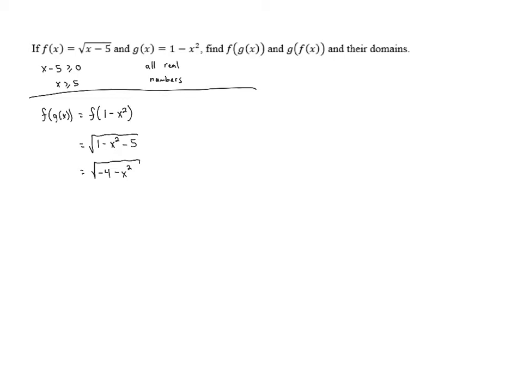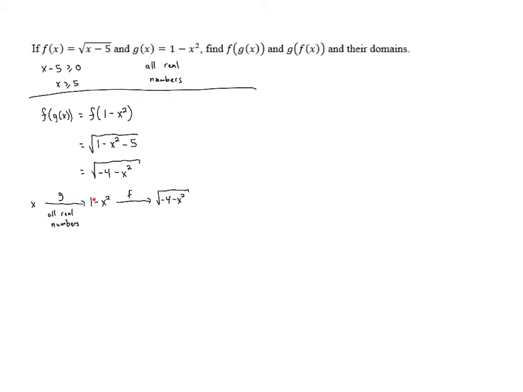Now, to look at the domain of this, we have to look at what happens to x. First, g is acting upon it, and that gives us 1 minus x squared. And then f acts upon that, giving us the square root of negative 4 minus x squared. Now, the domain of g is all real numbers. So we don't have any problem plugging in any numbers for x into g. That's going to work no matter what the value of x is.